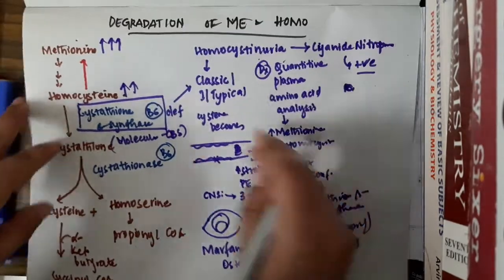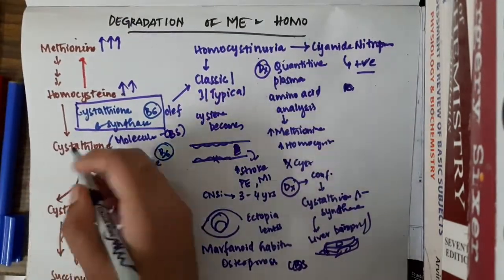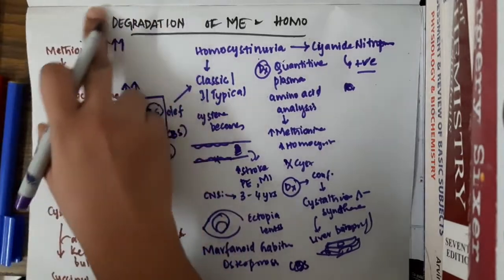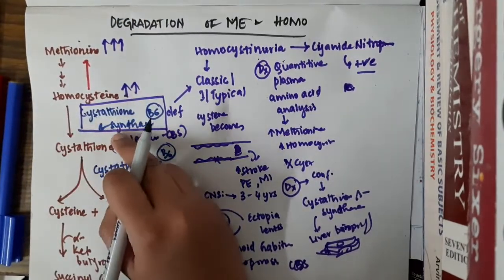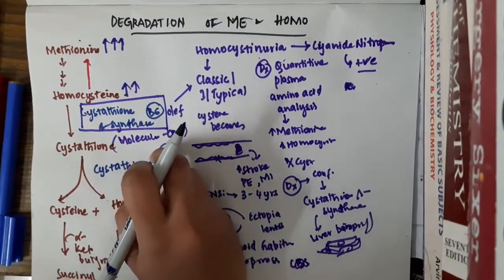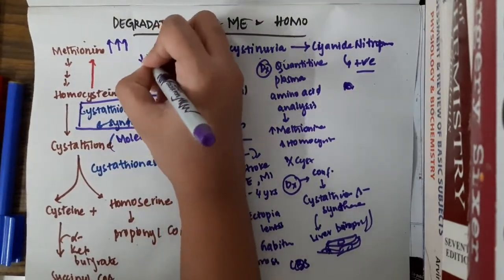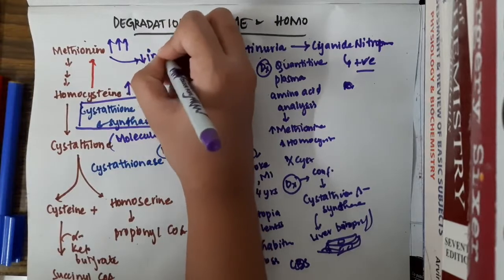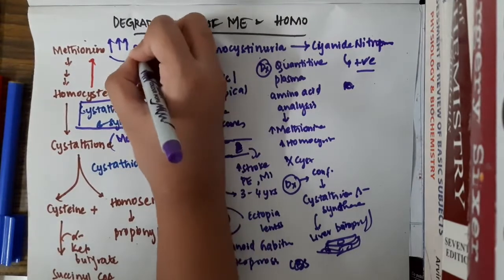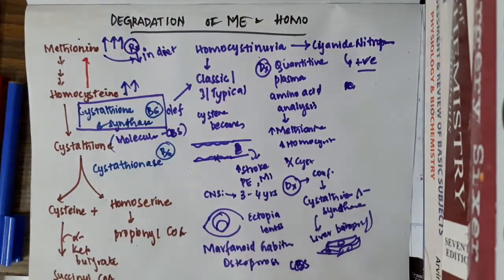It's simple. In classical homocystinuria, the main problem is due to increased methionine and increased homocysteine. So the methionine and homocysteine, especially the methionine levels, should be decreased in the diet. This is the only treatment available for classical or type 1 homocystinuria.